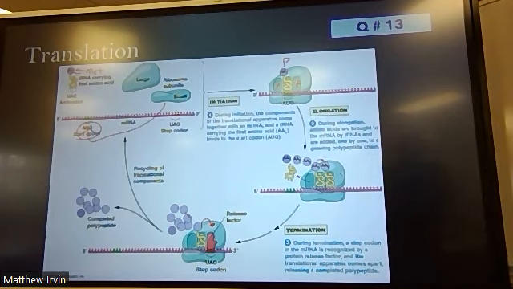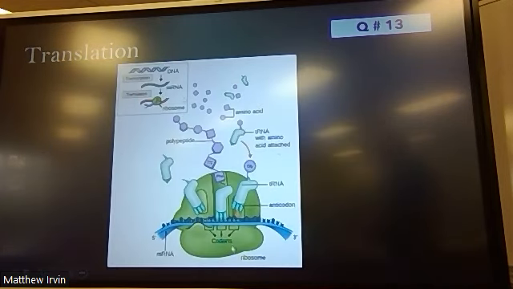It is extremely, extremely unlikely that you will have to explain the process of translation. But you should be familiar enough with it that, you know, who knows what they'll even ask. It's a mystery. So, all right, another picture of it.